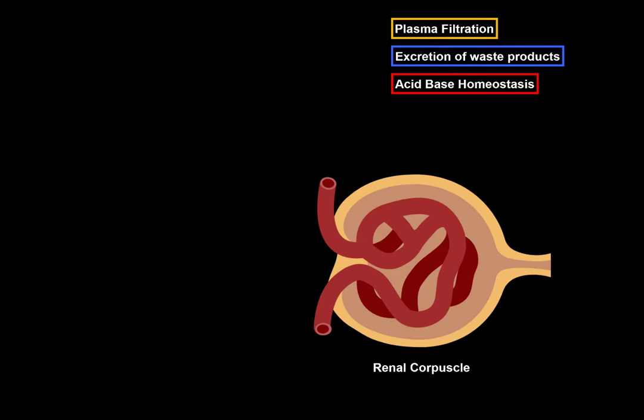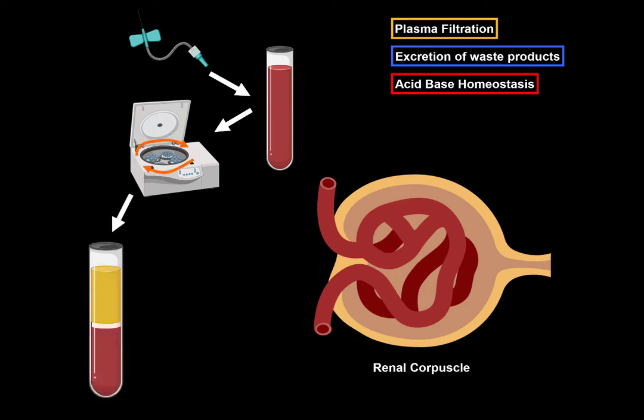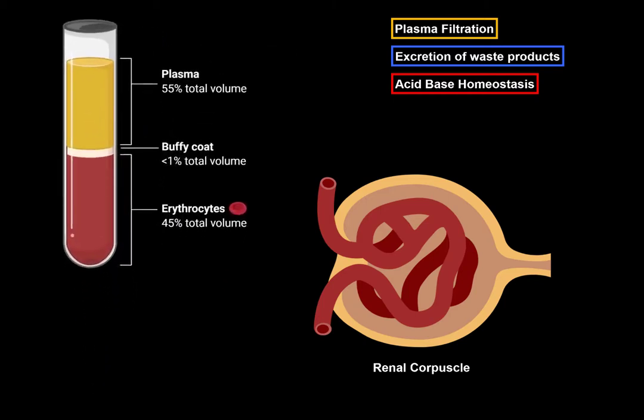So what is plasma? When you first draw blood from the body into a tube, you will get whole blood. And if you put the tube with the whole blood into a centrifuge and start the machine, it's going to spin around so fast that it's going to separate the blood, as you see here. Now we're left with pure erythrocytes at the bottom, buffy coat consisting of white blood cells mainly, and plasma. So when whole blood goes through the renal corpuscle, the plasma is going to get filtrated. And that's what we mean by plasma filtration.